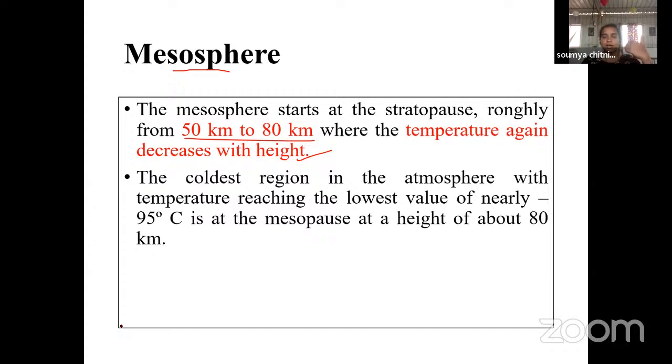And after the end of the mesosphere, we find mesopause, and that is the coldest region in the atmosphere, nearly minus 90 to 95 degrees Celsius, at a height of about 80 kilometer above the earth's surface. So this is the coldest region that we can say, mesosphere.